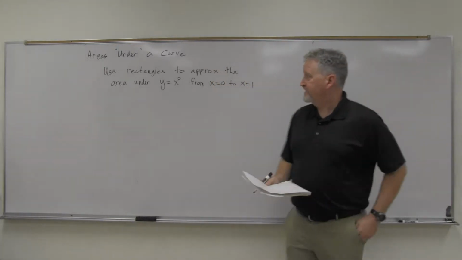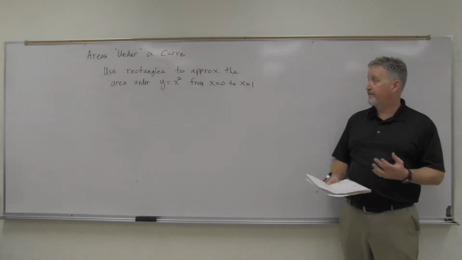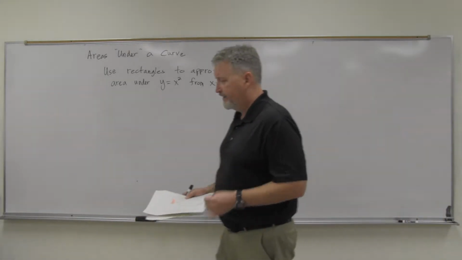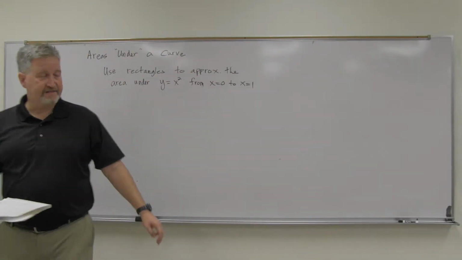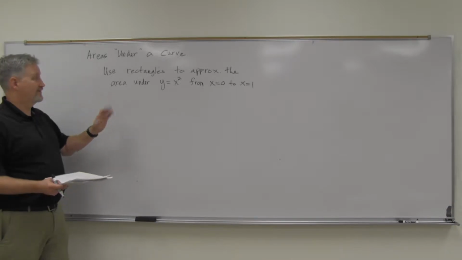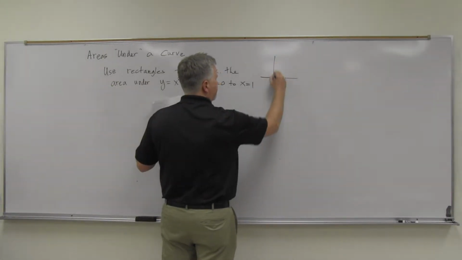What I want to look at next is, let's use rectangles again to approximate an area under y equals x squared from x equals 0 to x equals 1. So this is a very small little tiny area. If we look at it, maybe even expand it out a little bit.